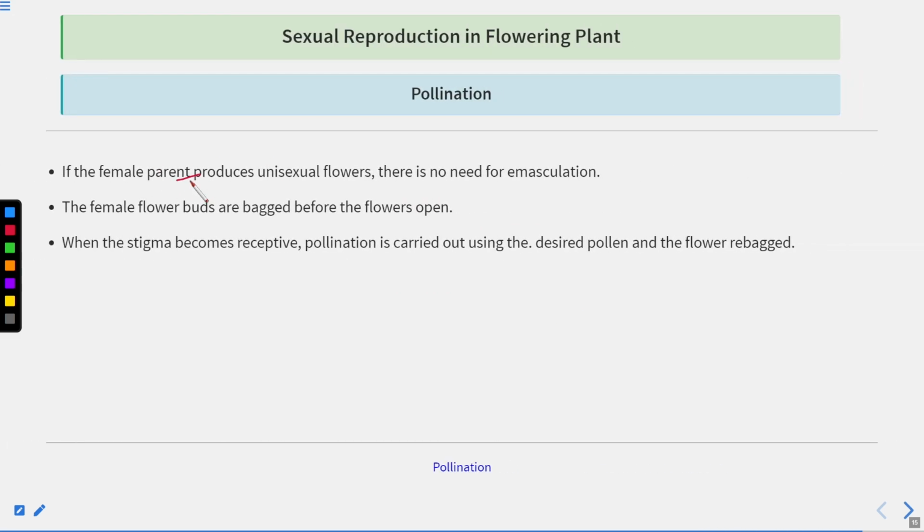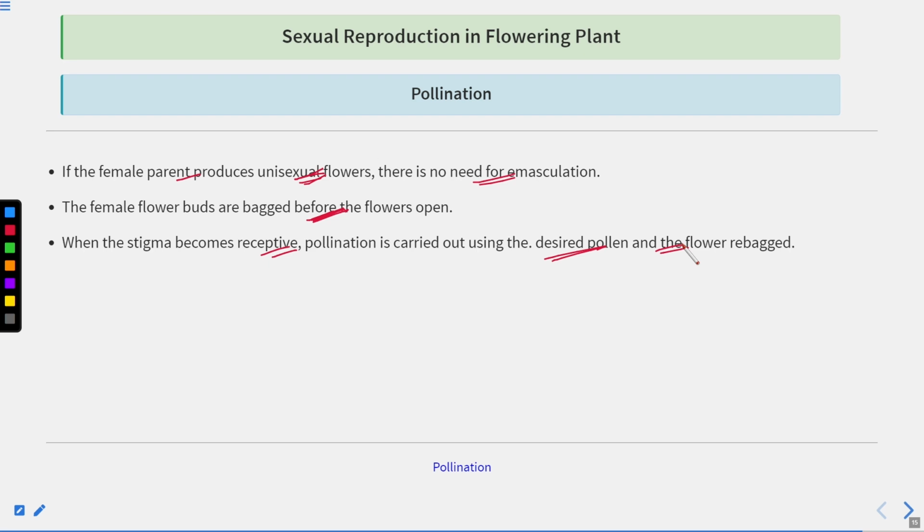Now, if the female parent produces unisexual flowers, then what happens? There is no need of emasculation. Because what are unisexual flowers? They consist of either the male or the female reproductive part. So either it will contain stamens or it will contain the pistil. The female flower buds are bagged before the flowers open to prevent pollination from unwanted pollen. When the stigma becomes receptive, the pollination is carried out using the desired pollen and the flowers are rebagged.